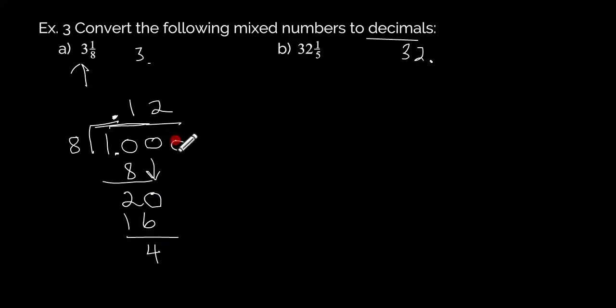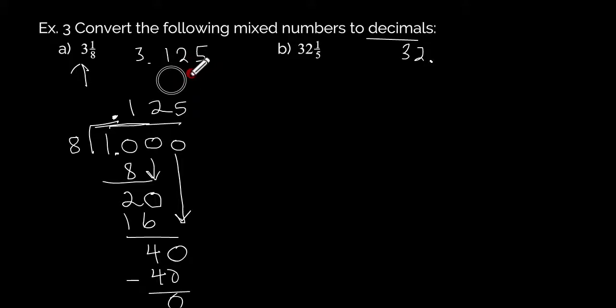So we're going to add another 0 and bring it down, and we get 40. 8 goes into 40 5 times. 5 times 8 is 40. And now we no longer have a remainder. So this is our 1/8: 1/8 equals 0.125. So we have our whole number 3, and then we have our 1/8, which we just did the long division problem for. We get 1, 2, 5, and that's your final answer, 3 and 125 thousandths.